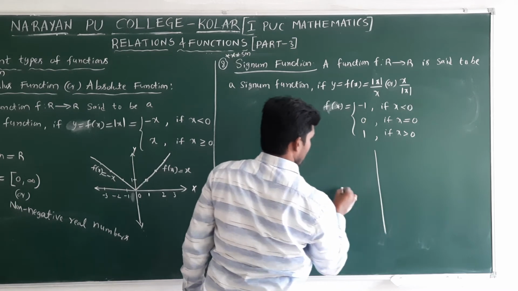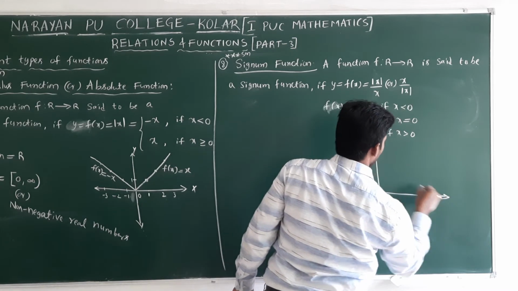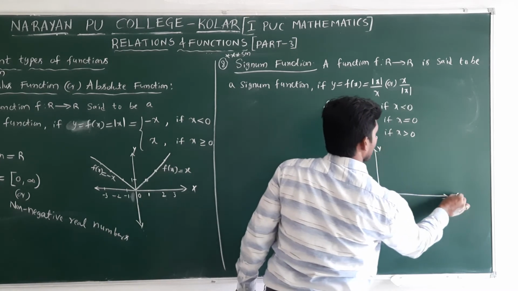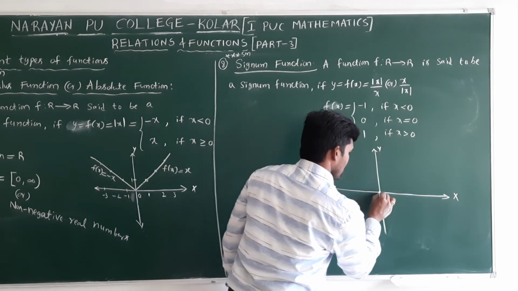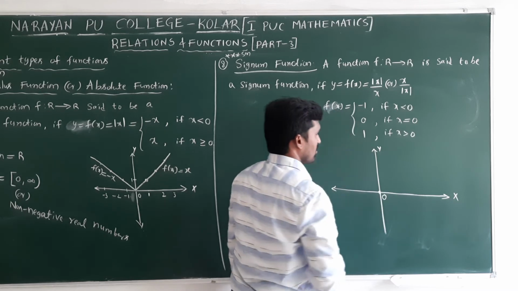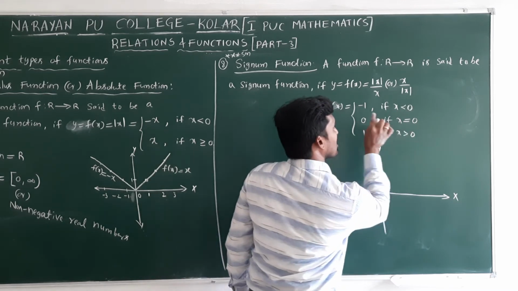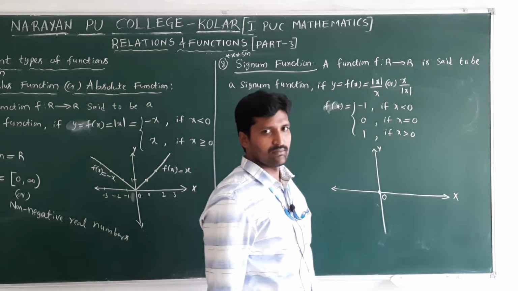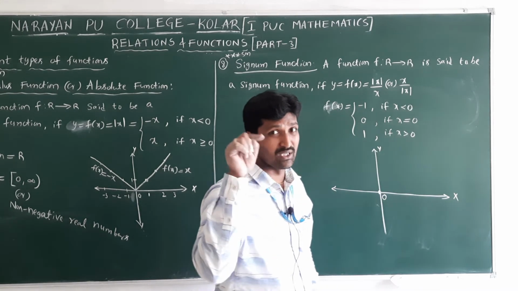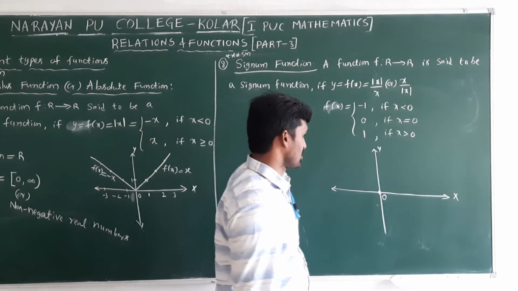Build a graph, understand easily. Exactly at 0, image is 0. That's why I am taking a closed circle. I had explained the interval concept in the sets concept. Okay.